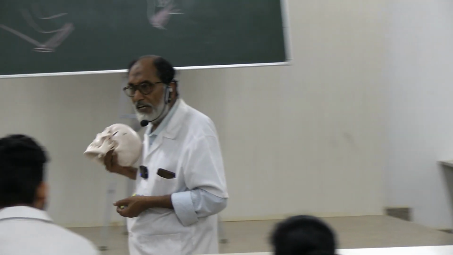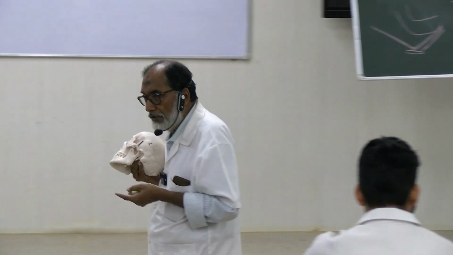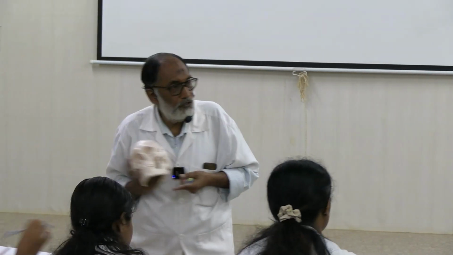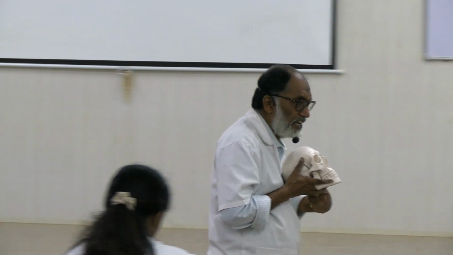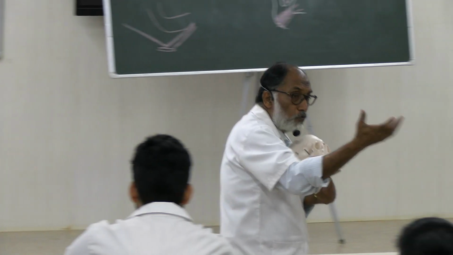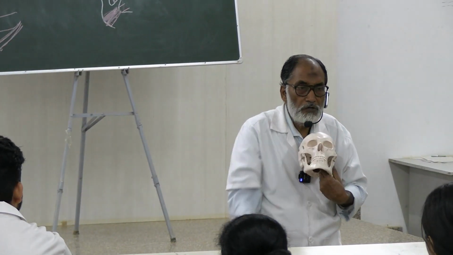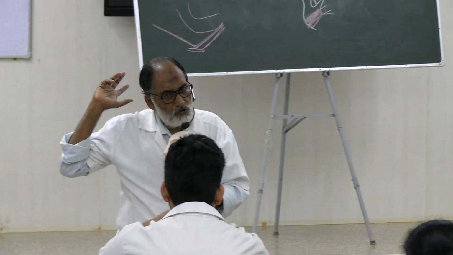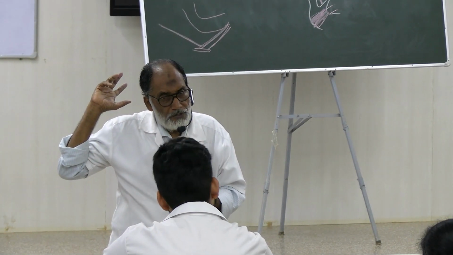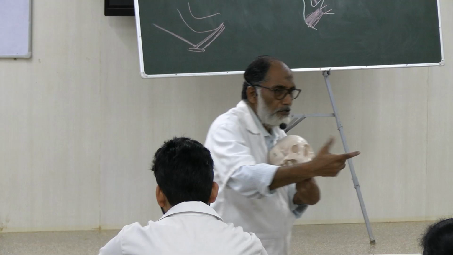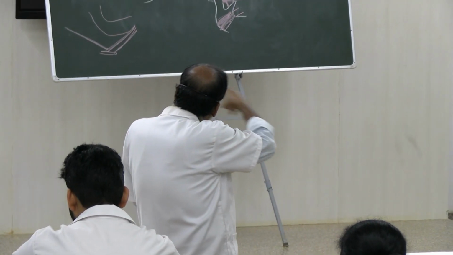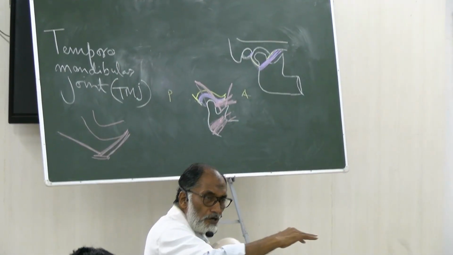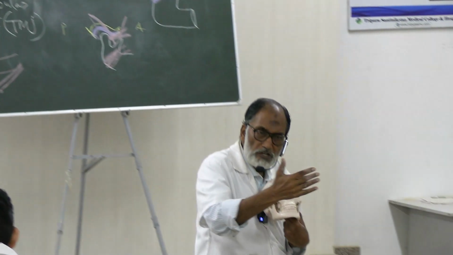What are the factors that give stability to this joint? If there is excessive protraction, forward movement, who will prevent this protraction? The retractor muscle will prevent excessive protraction. Here you see, this is the temporal muscle, the posterior fibers of the temporalis. It will prevent the excessive protraction.